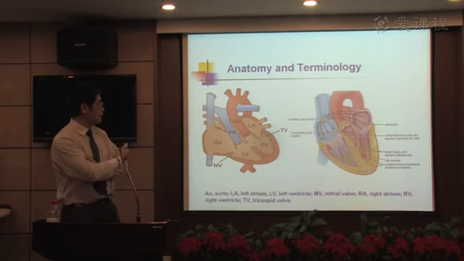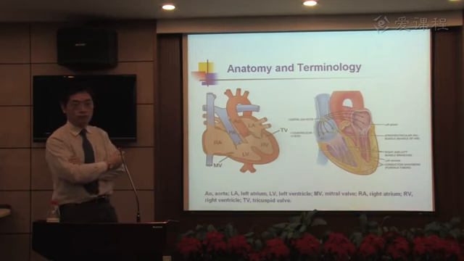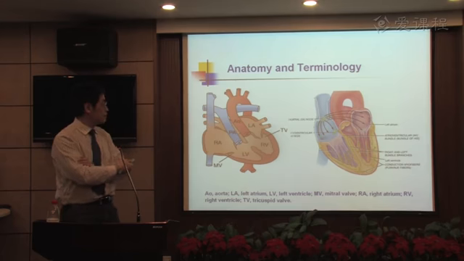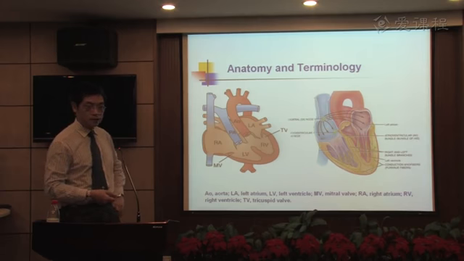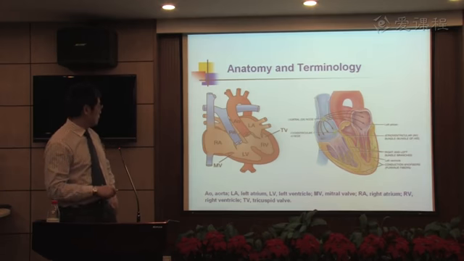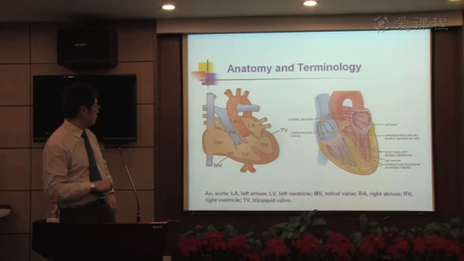I think this is a very big topic for you, and first of all I think I should tell you some anatomy and terminology of cardiac surgery. We have these figures like this. You can see the heart here, and here is the aorta, pulmonary artery, right atrium, left ventricle, right ventricle, left atrium, and we can also find some valves, the mitral valve and tricuspid valve here.